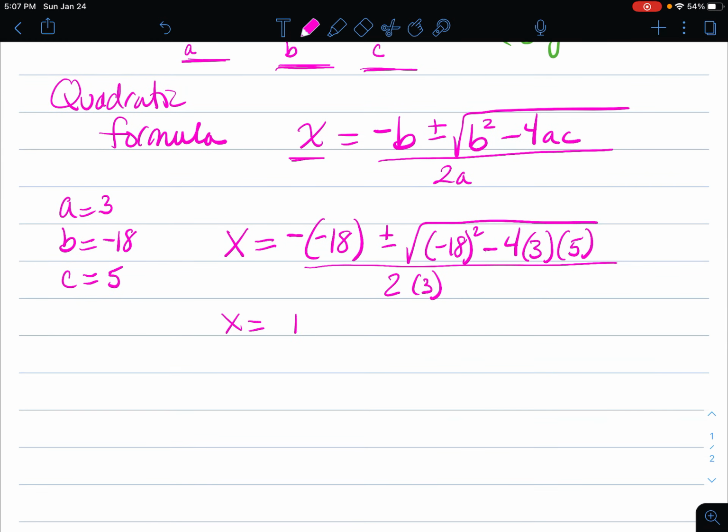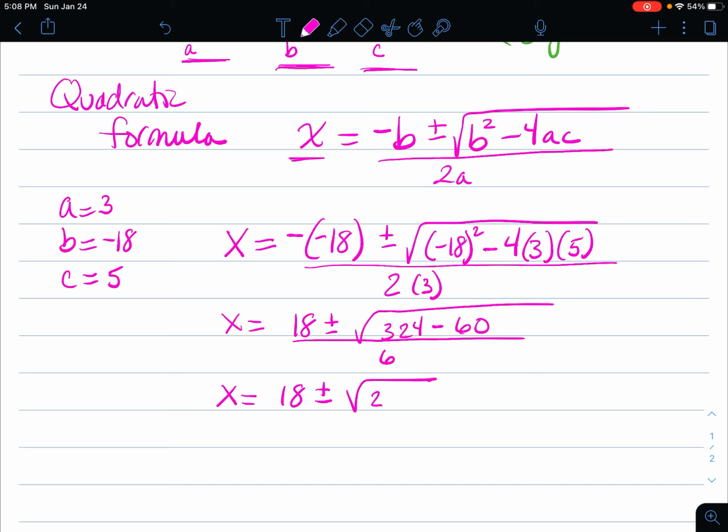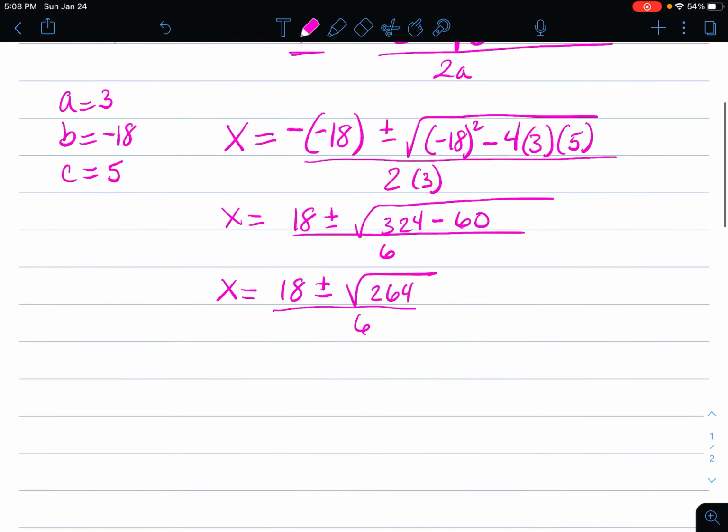All right, let's see what we get. The opposite of negative 18 is 18. Then we'll have our 18 squared, the opposite of 18 squared, which is a positive 324. Minus, we'll have minus 60, and that's all over 6. So we'll have plus or minus the square root of 264 divided by 6. Now we want to see if this square root comes out nicely. And unfortunately, it does not come out nicely.